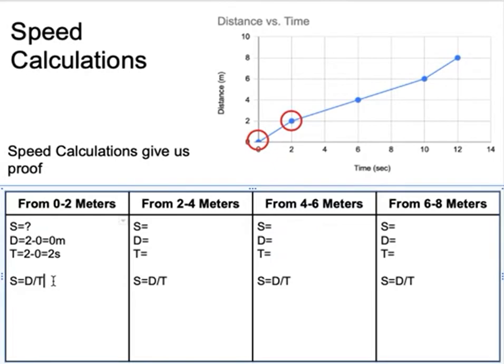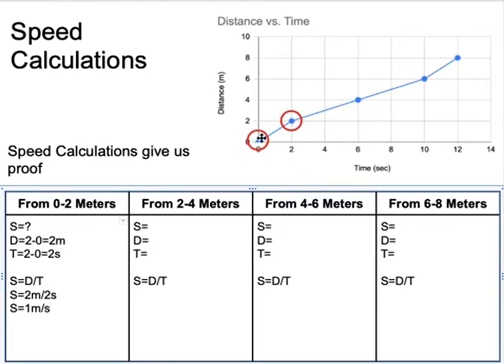So I'm going to put in the equation here, s equals d divided by t, and now I'm going to plug in the numbers. S equals, and my distance is, oh, I'm sorry, not 0, it's 2 meters. So now my speed is 2 meters divided by 2 seconds. If I do this correctly, I don't even need a calculator. I know 2 divided by 2 is 1. So I know that the speed of this object was 1 meter per second.